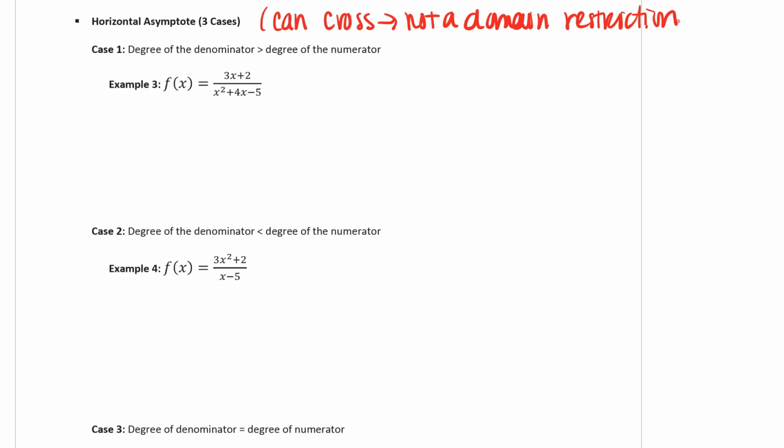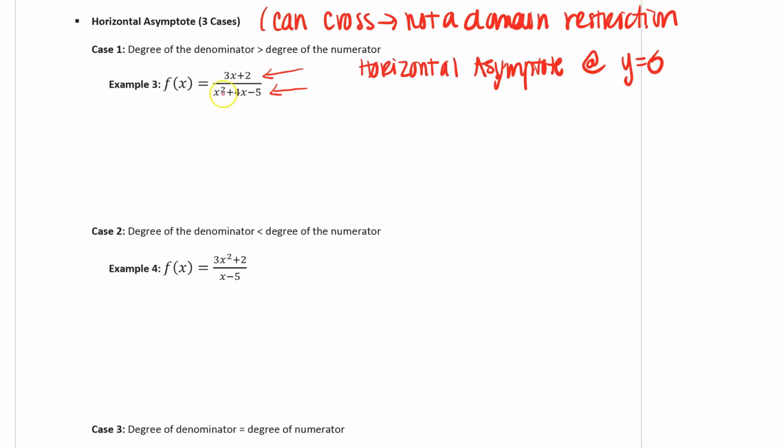And so let's look at case number 1. It says the degree of the denominator is greater than the degree of the numerator. If the degree of the denominator of our function is bigger than the degree of the numerator, here's what is happening. We are going to have a horizontal asymptote created, and that horizontal asymptote is going to be at y equal to 0.